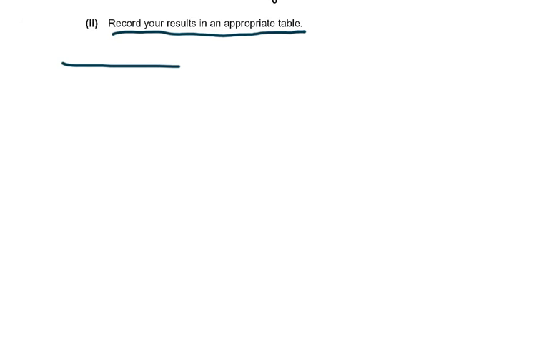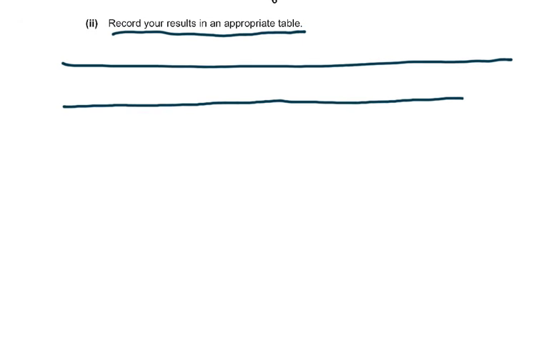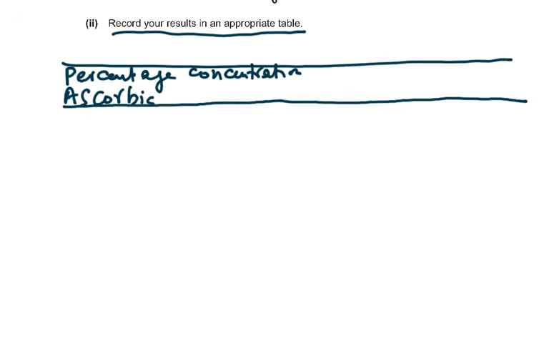You write the independent variable in the first column. Now, what was the independent variable? That was the percentage concentration of ascorbic acid. And what was the unit? Well, I've written percentage concentration. So percentage ascorbic acid concentration should come first.